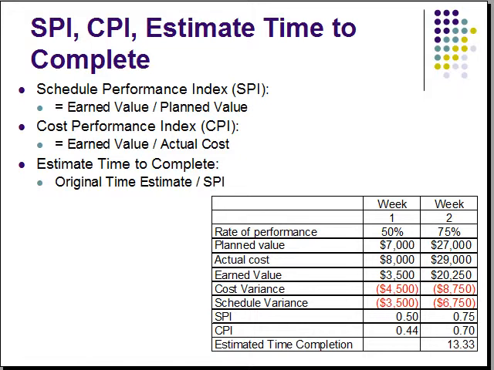The estimated time to complete is calculated by taking the original time estimate, which is $100,000, divided by the SPI, which is 0.75. The estimated time to complete is 13.33 weeks.